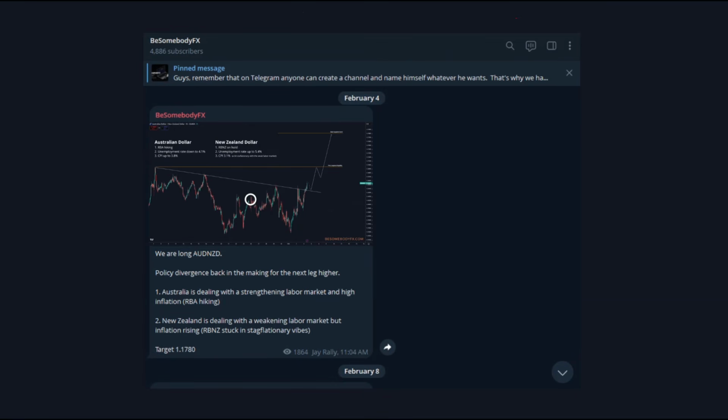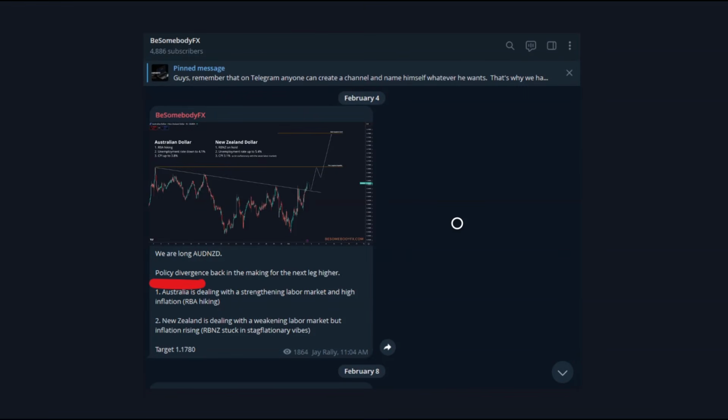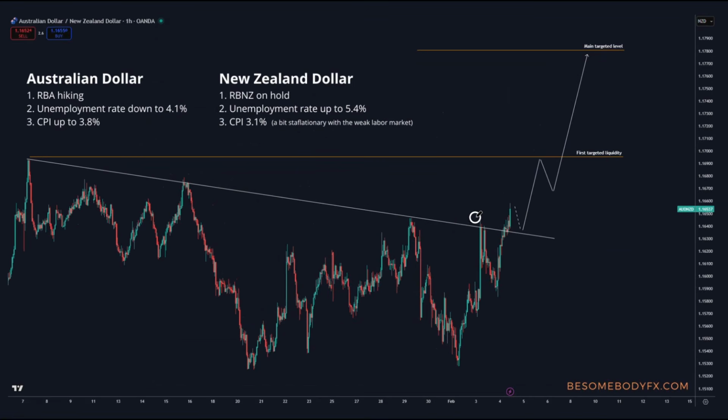So we know we want to be long the Australian dollar against the New Zealand dollar because the Reserve Bank of Australia will hike interest rates while the RBNZ hesitates. It's a policy divergence. Macro context is set. Now the next step is to look for a technical trigger. And this is where it gets very straightforward. You do not need to complicate. Simplicity here is what works best.